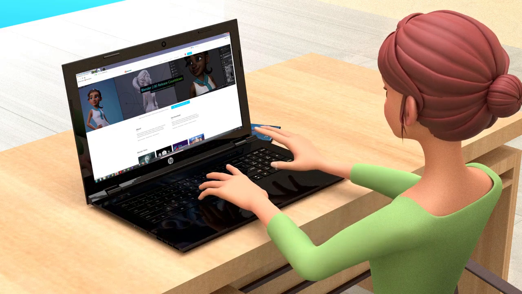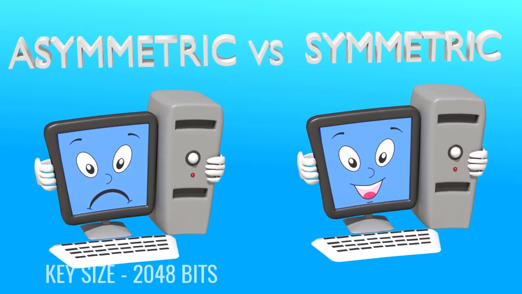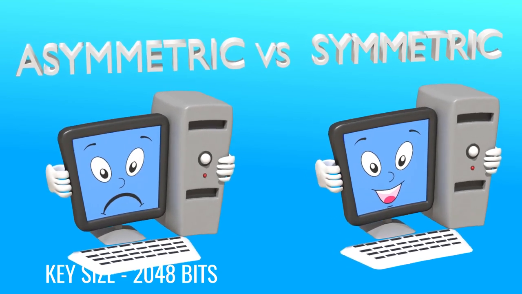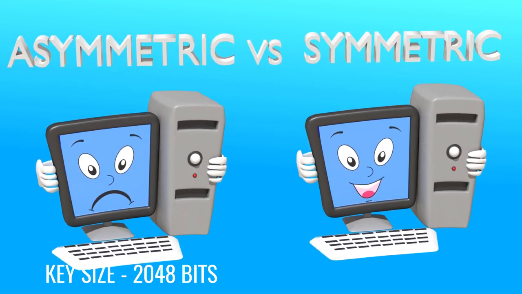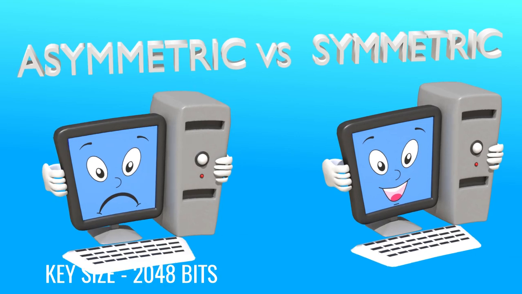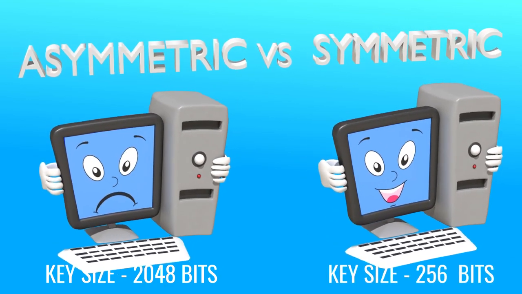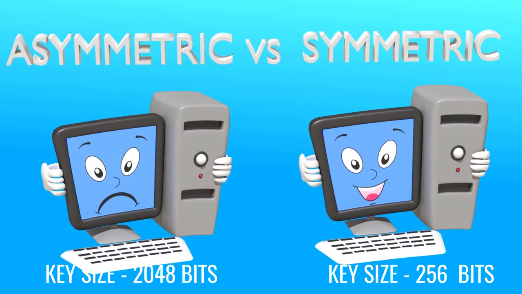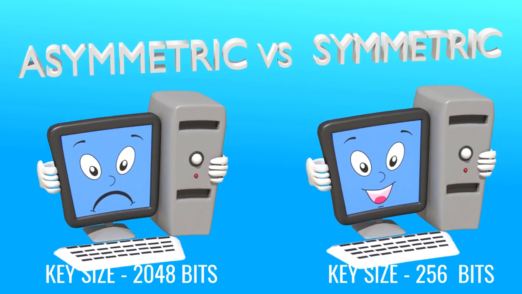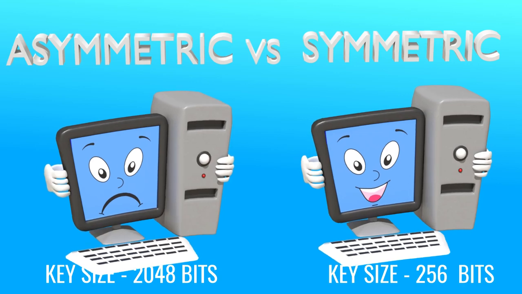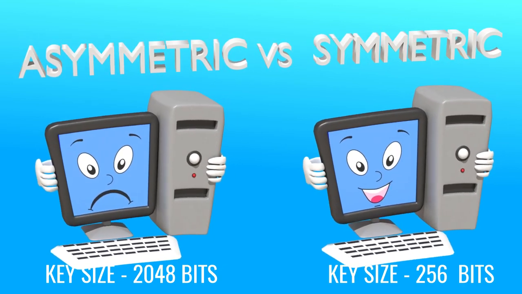The key size for a public-private key is around 2048 bits, and the encryption and decryption takes more time when compared to symmetric systems, which employ key sizes of around 256 bits. The messages encrypted by the 256-bit symmetric key are no less secure than the 2048-bit asymmetric key system and are less computationally intensive.